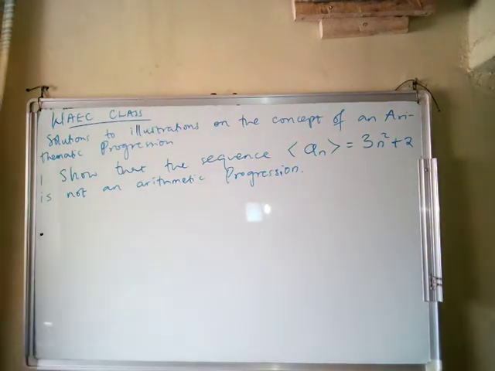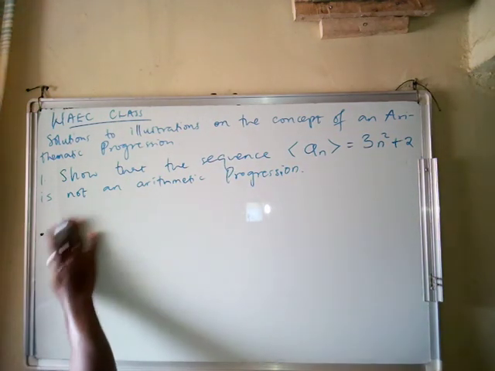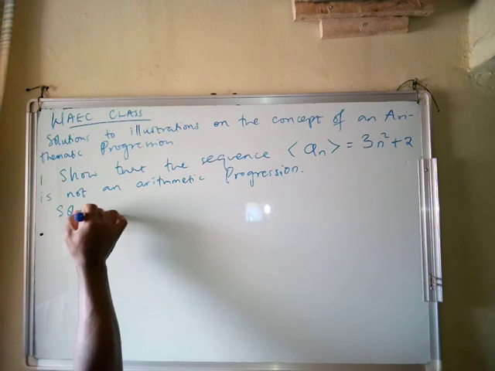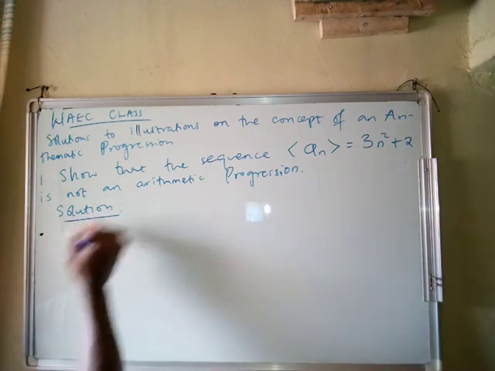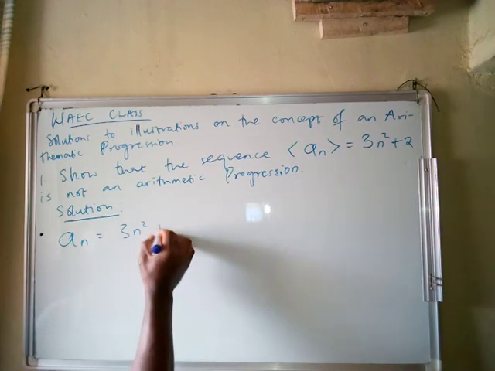So let's declare the sequence. Let me divide this by saying this is a solution. So in declaring the sequence, you say that a_n is 3n squared plus 2.